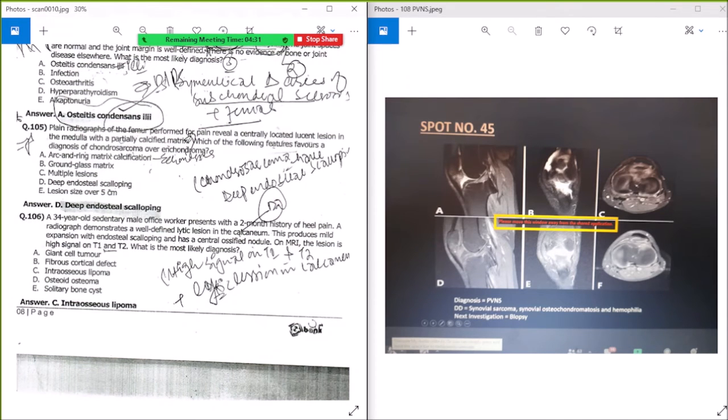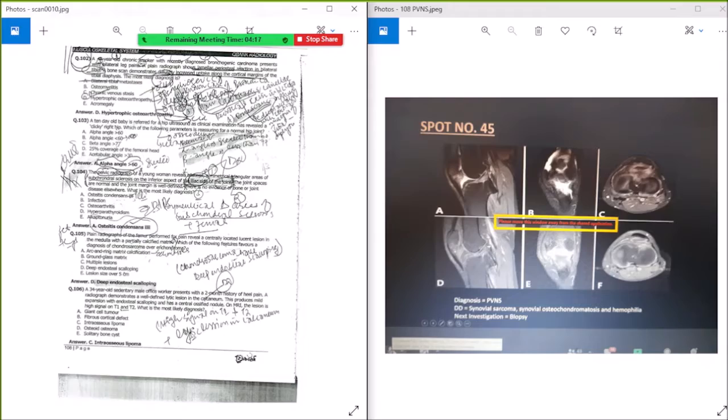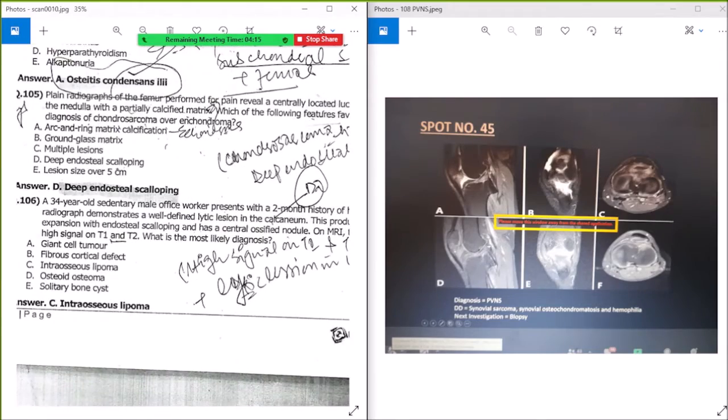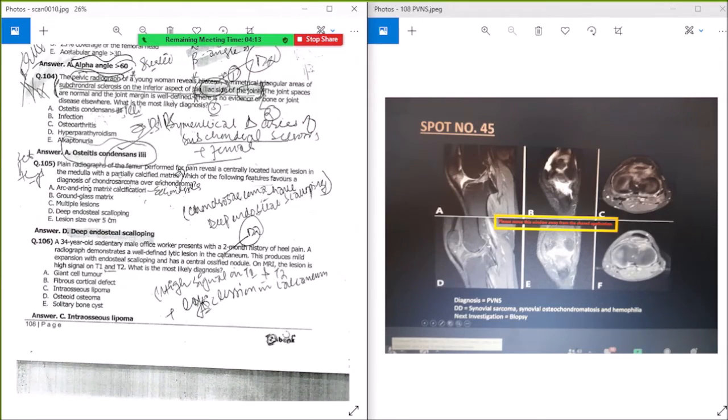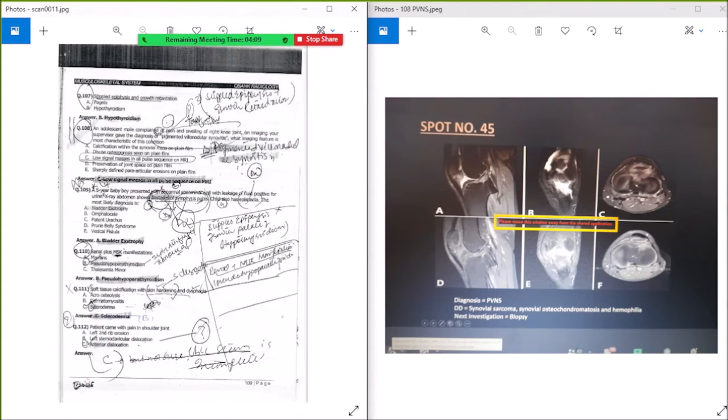Question 106. A 24-year-old sedentary male office worker presents with a 2-month history of heel pain. A radiograph demonstrates a well-defined lucent lesion in the calcaneum. It produces mild expansion and has a central ossified nodule. The lesion is high signal on T1 and T2. The most likely diagnosis is an intraosseous lipoma.